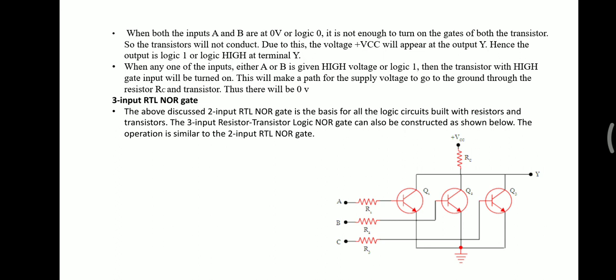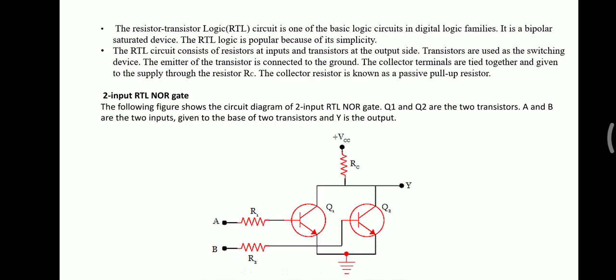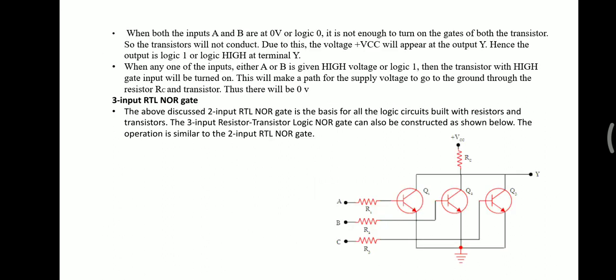When both the inputs, A and B, are 0, looking at the circuit, the transistors are not turned on. The transistors will not conduct, and the plus VCC voltage will appear at the output. Hence the output is logic 1 or logic high at terminal Y.